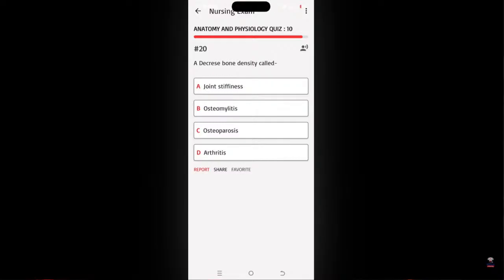A decreased bone density is called: A. Joint stiffness, B. Osteomyelitis, C. Osteoporosis, D. Arthritis. Correct answer.